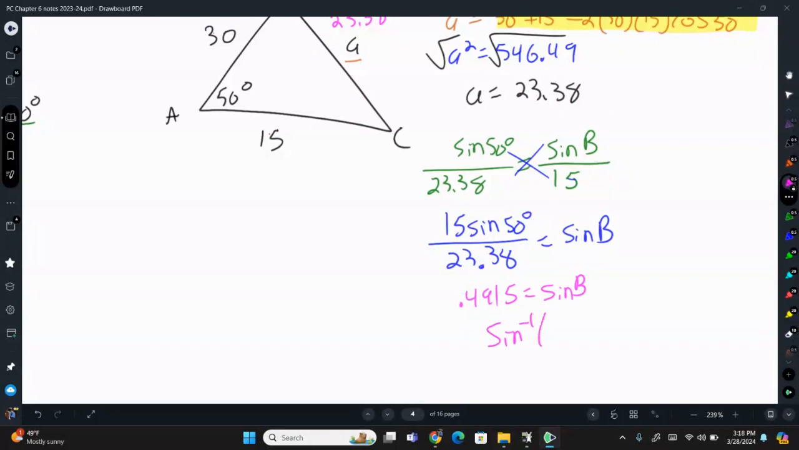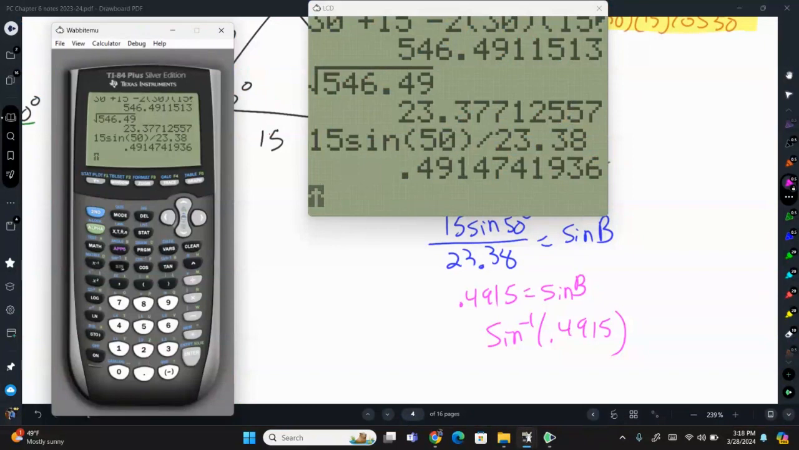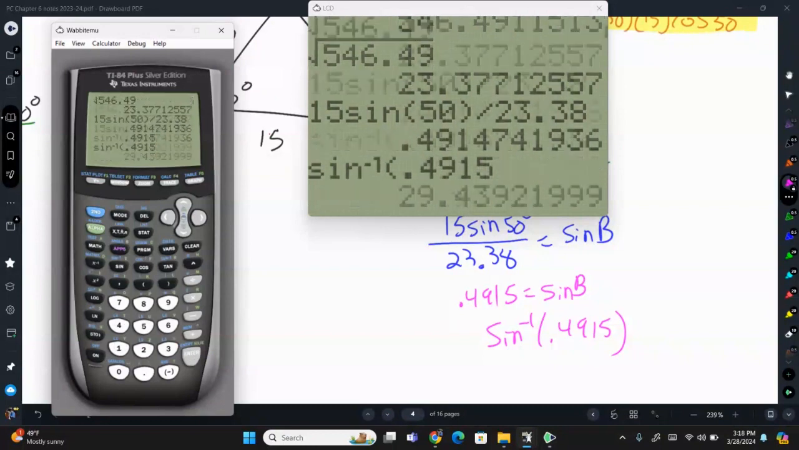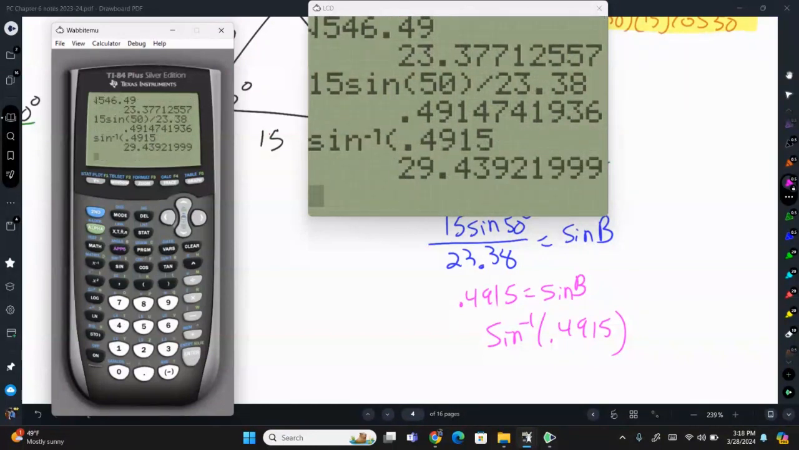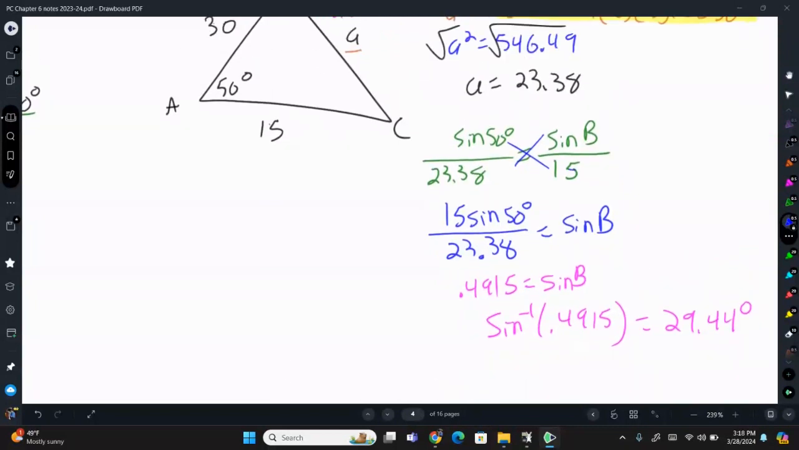Then the inverse sine of 0.4915. So in our calculator, second sine 0.4915. And we get 29.439 or 29.44 degrees. So now that we have 2 angles, we can calculate the third one. 180 minus 50 minus 29.44. And that is equal to 100.56.